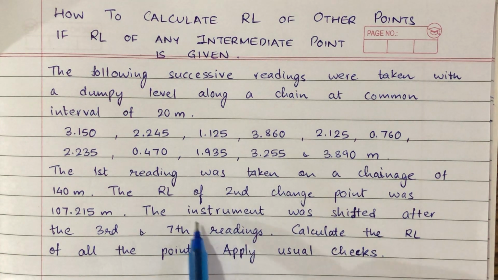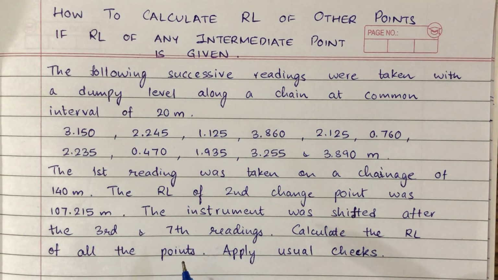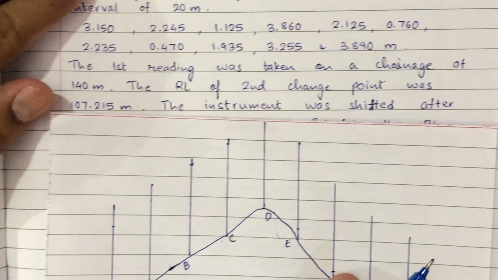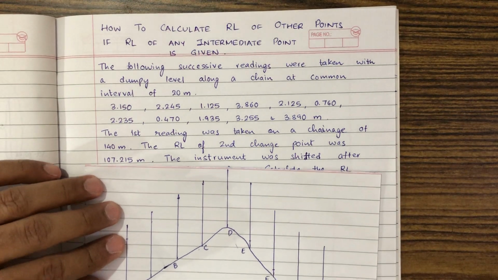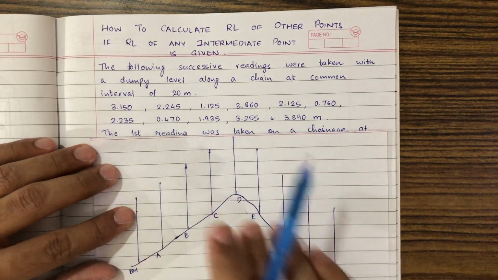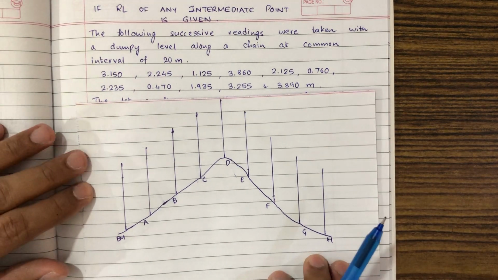The instrument was shifted after the third and seventh readings. Calculate the RL of all the points. Apply usual checks. Now if we need to make a diagram for this, a diagram is made. Now here in this, what is given? These are the readings that are provided to us.